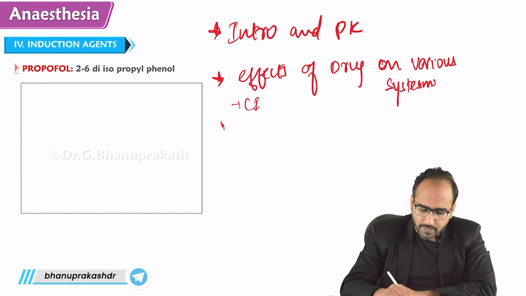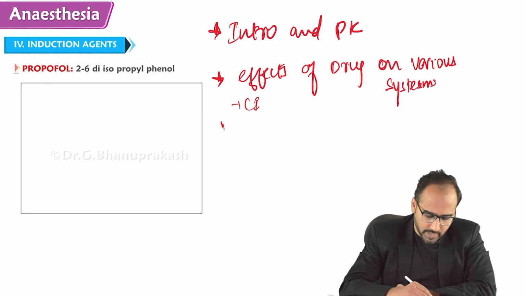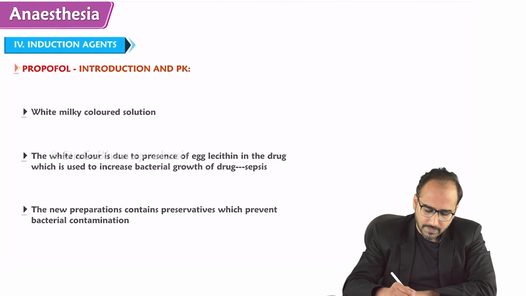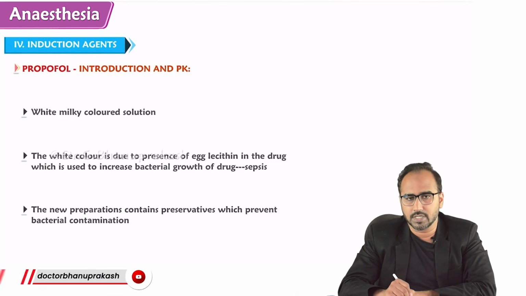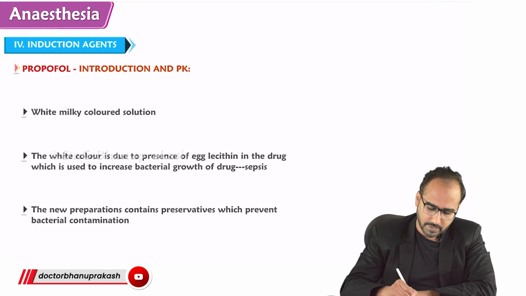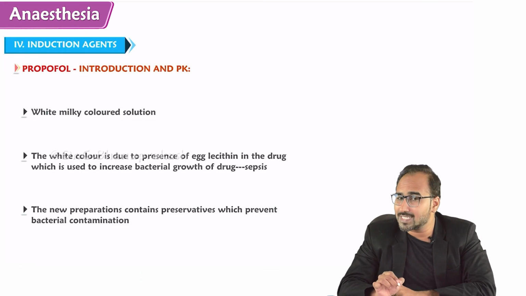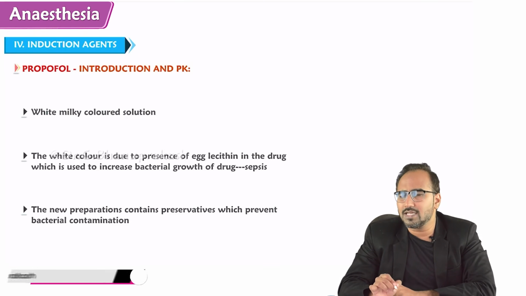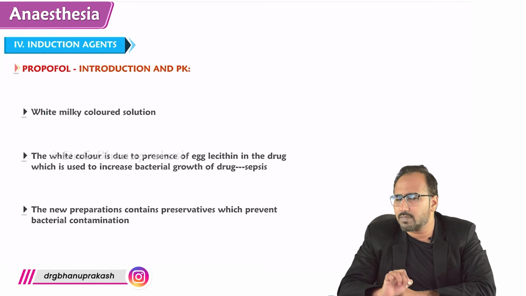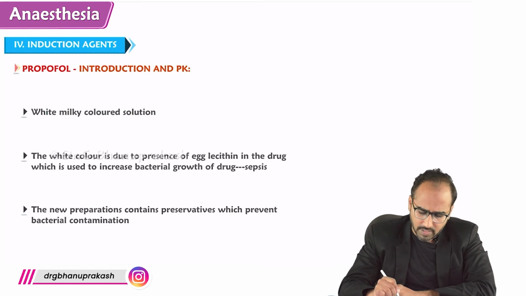Propofol, what's the color of Propofol? Propofol is a milky white solution. Why is it a milky white solution? It is not made up of milk. Propofol is made up of egg lecithin and soy. And as it is made up of egg lecithin and soy, it can easily get contaminated with bacteria. Bacterial contamination can easily happen with Propofol.